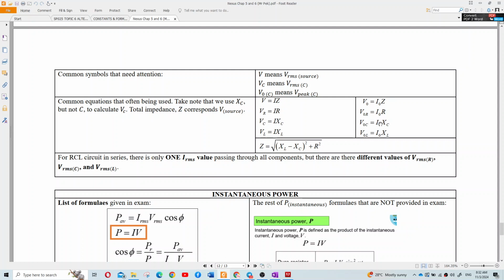Yes, this is the peak value. If you see I naught, V naught, all of this is peak value. This is the root mean square value. Impedance, later I will talk about impedance.